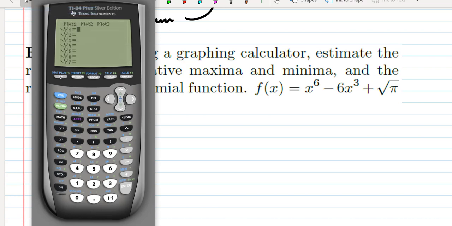So we go to our y equals, and we type x to the 6th power, so x, our caret key, and then 6. Don't forget to press your right arrow to pop out of your exponent. And then we go minus 6x cubed, and then plus the square root of pi. And pi is the secondary function on your caret key over here. So we type that in and press graph, and our calculator is going to think for a second, and it gives us a picture that looks like this.